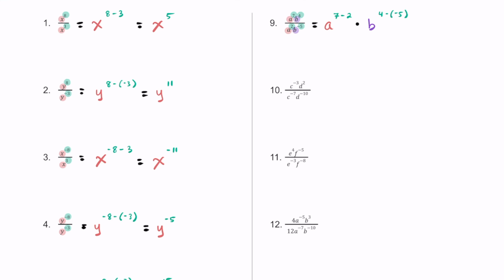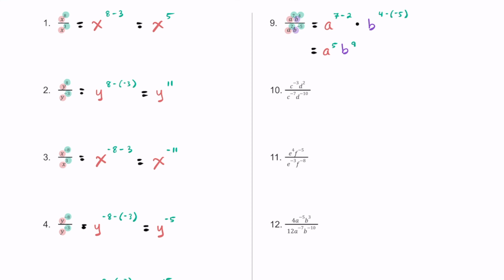Now, let's go ahead and clean this up a little bit here. So for the a, that's going to be a raised to the, and then if we have 7 minus 2, that's going to be 5. So it's a to the 5th power. And then we're going to multiply this by b raised to the what? Well, this is 4 take away negative 5, which is the same thing as 4 plus 5 if we add the opposite. And 4 plus 5 is 9, so this is going to be b to the 9th power. So this would be our simplified expression.